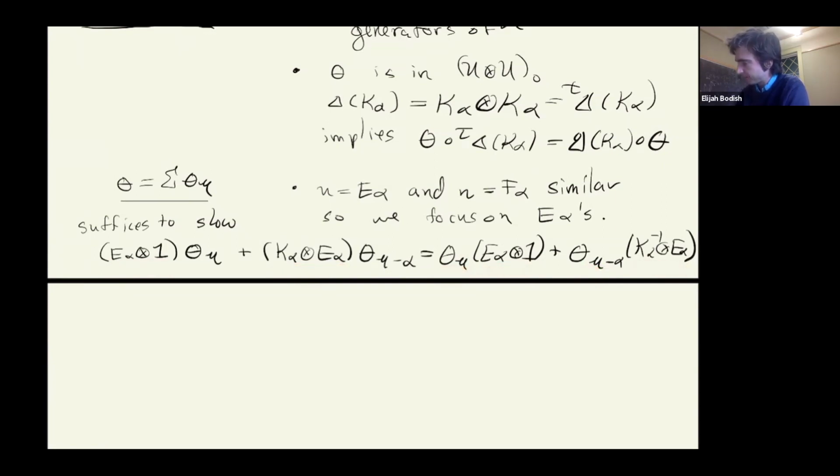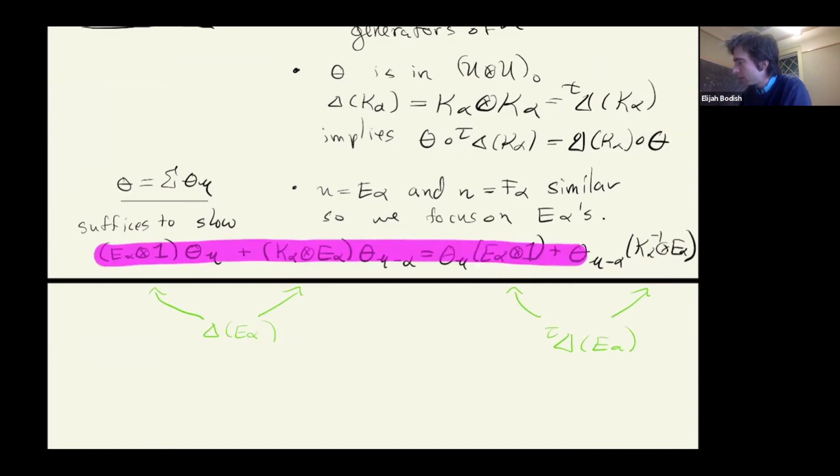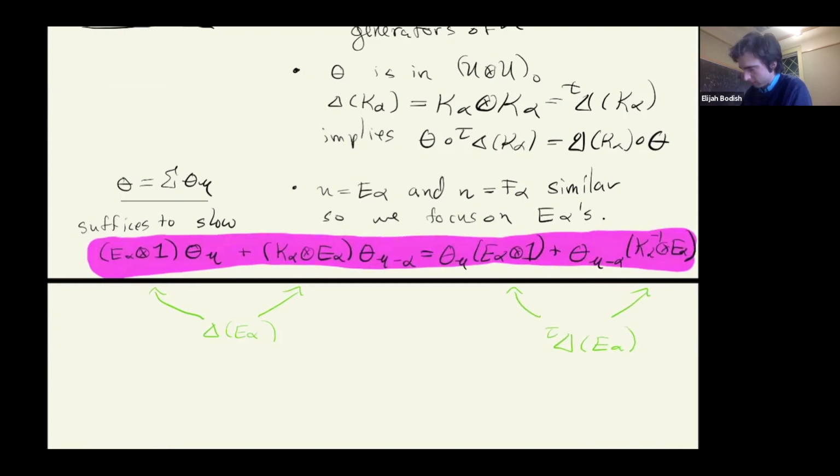And the point is that this term is delta of E alpha, and this term is tau delta of E alpha. So we're reduced to showing this equality. There's a similar equation for the F's, but the proof for the F's will run in parallel to this. So we're just going to do it for the E's.